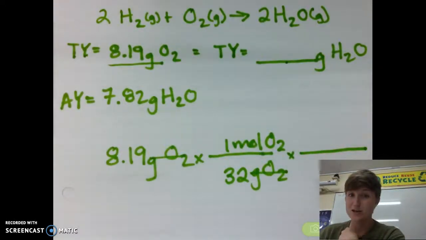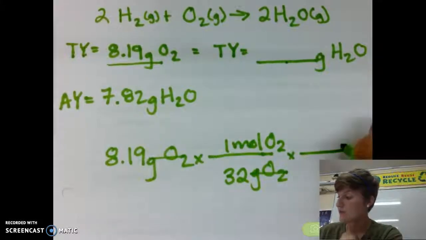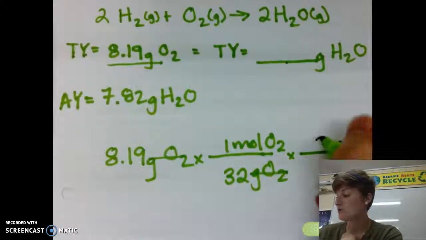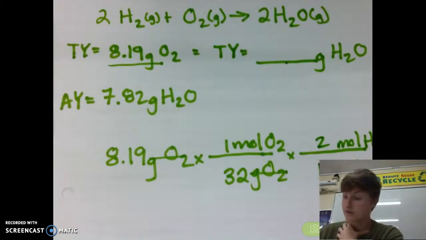Now we need our mole ratio. So looking back up at our equation, we need moles at the bottom of oxygen, and we want our units to be moles of water, eventually grams of water, but we've got to do moles of water first. So look at our ratio, we have 2 waters to 1 mole of oxygen.